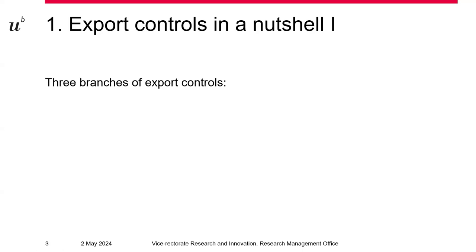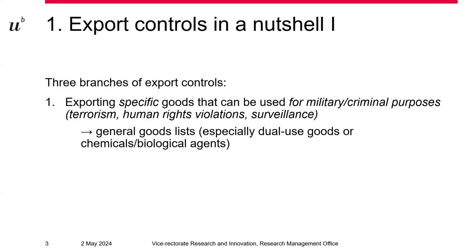There are three branches of export controls. The first one is what you would generally associate with the term export controls. Swiss authorities or authorities worldwide, in fact, control the export of specific goods, namely of those that can be used for military or criminal purposes. And of course, we all know what military purposes could be, but what could be criminal purposes? Well, I've put this in brackets here. For instance, for terrorism, human rights violations, or mass surveillance.